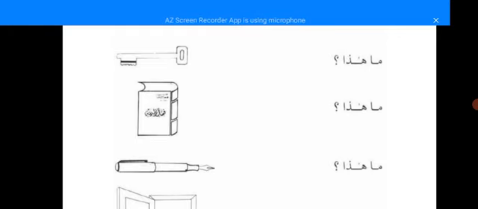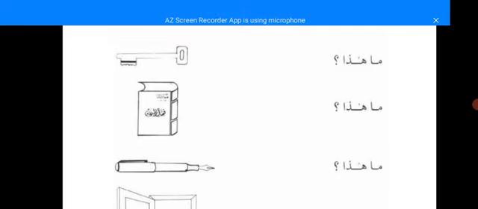In our previous lesson, we talked about the use of hadha, the demonstrative pronoun hadha, which means this in English. We stated the conditions of its use. The referent, the person or the thing to which it is pointing, must be singular, must be masculine, and must be close in proximity, that is distance.